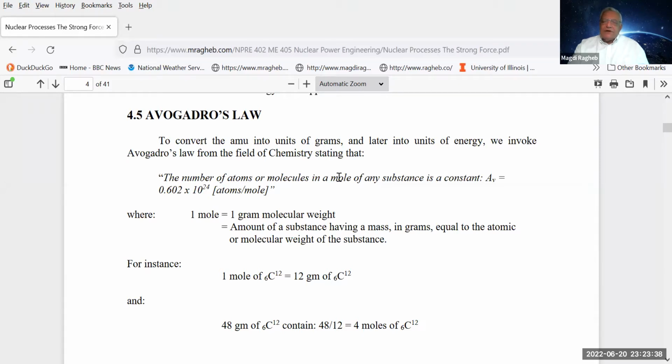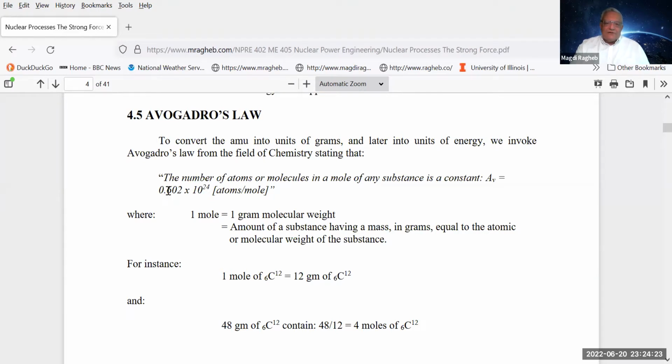Avogadro's law in physical chemistry says that the number of atoms or molecules in a mole is defined as the gram molecular weight of any substance. It's the amount of the substance having a mass in grams equal to the atomic or molecular weight of the substance. So the number of atoms or molecules in a mole is a constant of nature designated as Avogadro's number. It's 0.6 times 10 to the 24th atoms or molecules per mole. I'm choosing 0.6 times 10 to the 24 for a reason that will become clear later on, that 10 to the plus 24 cancels with a unit of the barn for cross sections, which is 10 to the minus 24. So it makes our calculations easier later on.